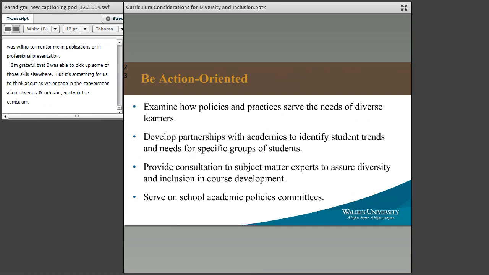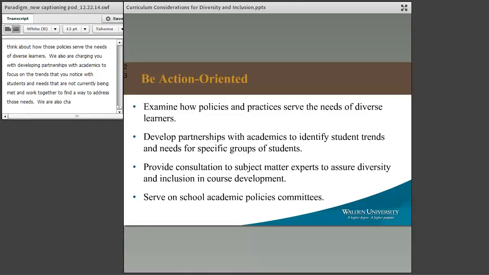So we are charging you with something today because you attended this session, and I hope you will take the charge seriously. And the charge is to be action-oriented. As you go through, in whatever capacity you're moving, either as a faculty member or an administrator, we ask that you examine your policies critically and think about how those policies serve the needs of diverse learners. We also are charging you with developing partnerships with academics to focus on the trends that you've noticed with students and needs that are not currently being met, and work together to find a way to address those needs.